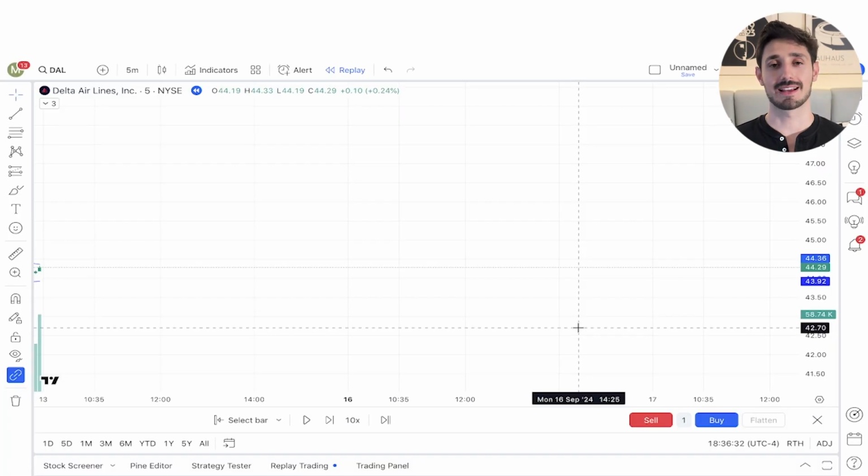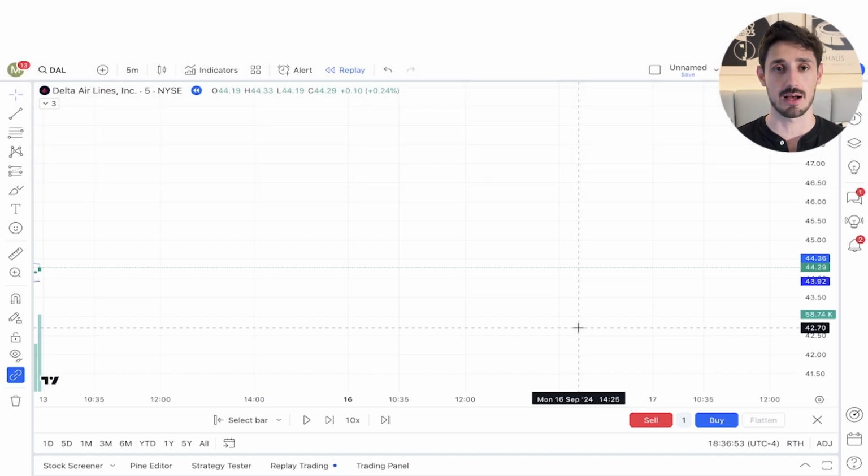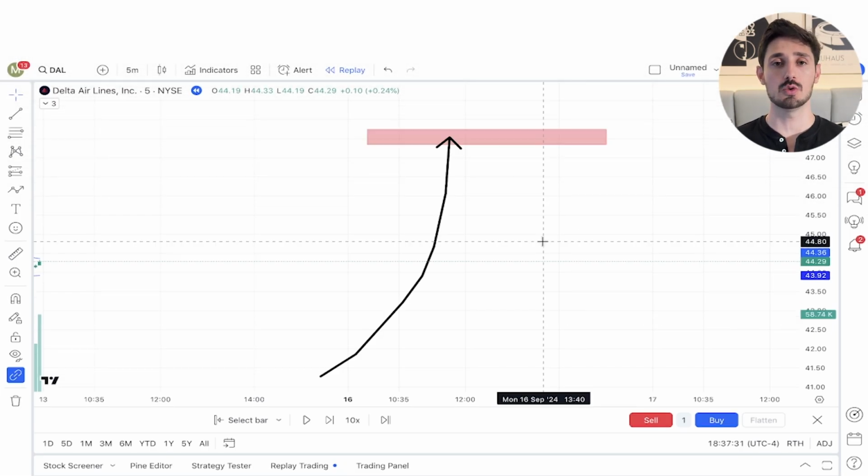So far we talked about acceleration, we talked about extension, we talked about volume, we talked about looking at multiple time frames, we talked about entry bars, but there's one final thing that I want to talk about that's also extremely powerful. It's an amplifier to the reversal trade that could completely make or break a setup. I want you to look for either a huge move up, a huge acceleration to the upside into a resistance area, or the opposite, a huge move lower, acceleration to the downside into a support area.